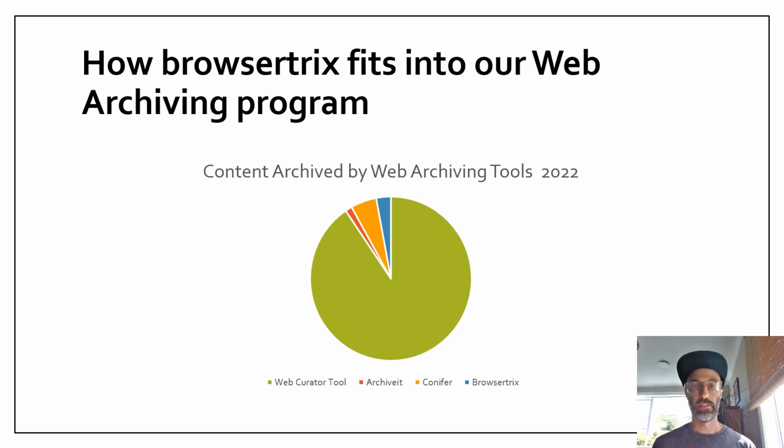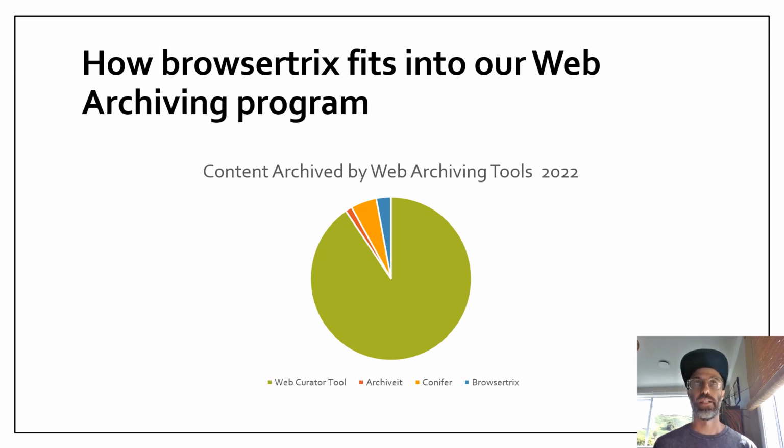So this diagram gives you a rough idea of the use of different web archiving tools by the library in 2022. While Browsertrix only represented 3% of websites archived, it is likely once testing is finished that this would increase significantly. A lot of the sites we've previously harvested with Conifer are likely to move to Browsertrix, and potentially some of the Archive-It crawling as well.